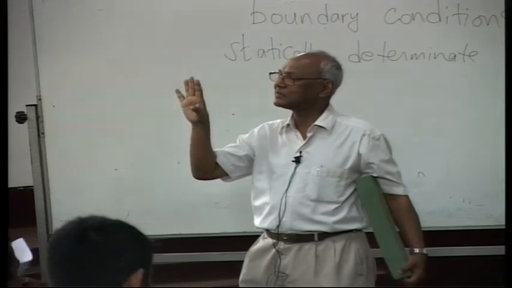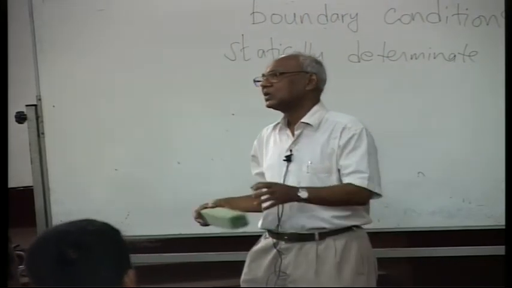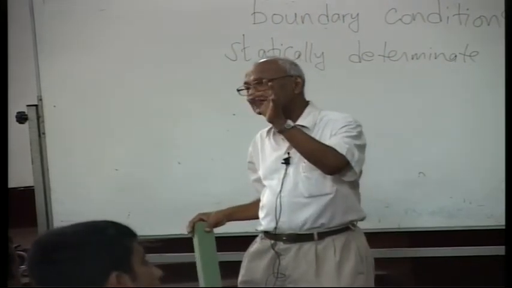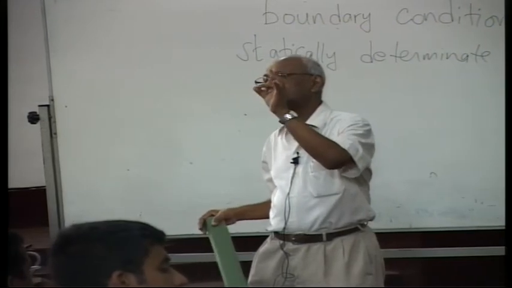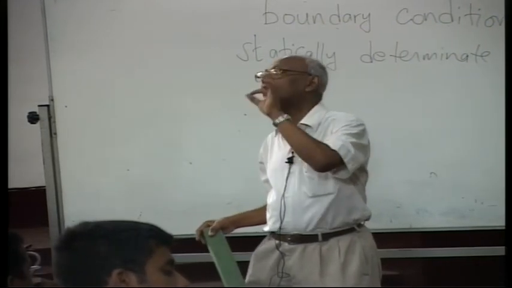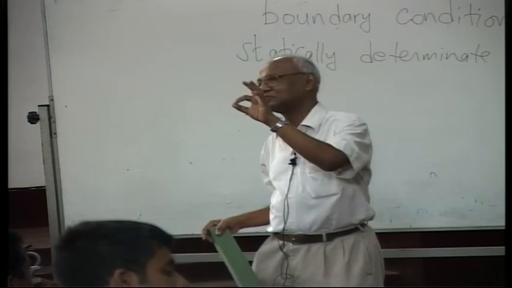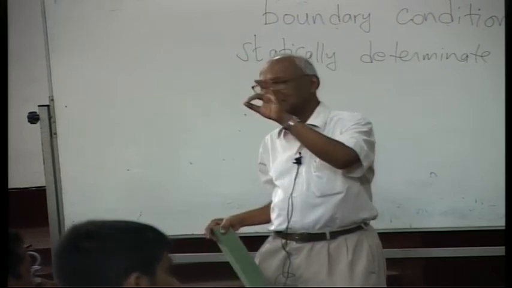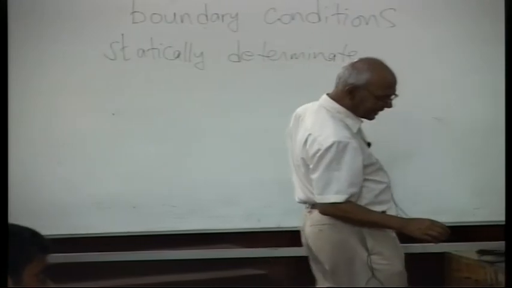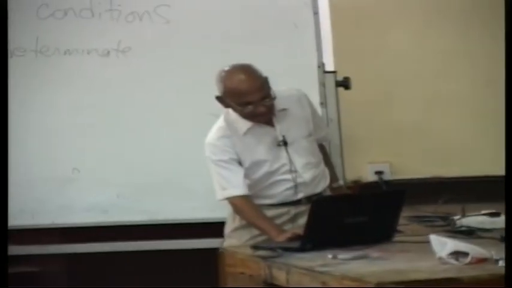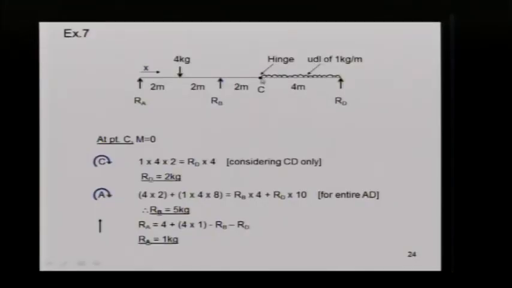Basically, you can think about it like this. In other words, you can use the hinge to write an extra equation of equilibrium for only part of the beam, right? At this hinge, we don't know what is happening. If you want, you can take a cut at this hinge.